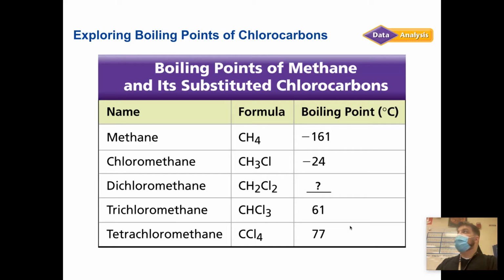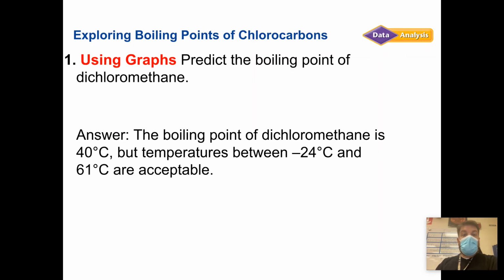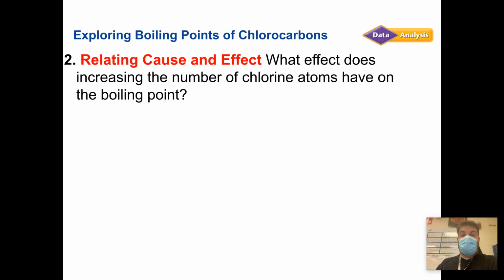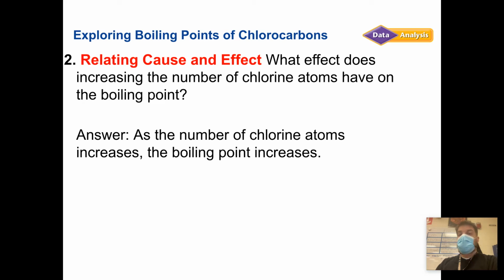I need more energy to move that more massive atom. Chlorine weighs way more than hydrogen. So I need more heat to increase the kinetic energy to change the phase. So using graphs, we can make predictions. What's the cause and effect? Well, basically, the higher number of chlorine atoms we put in there, it changes the properties of the substance.